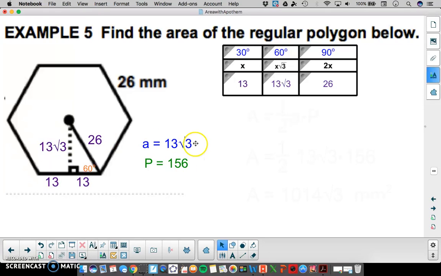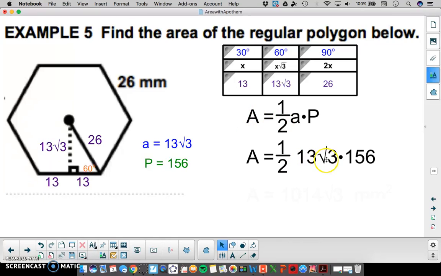We need the apothem, which is 13√3, for the area. So area is now 13√3 times 156 times 1/2. Multiply around the √3 and have 1,014√3 square millimeters.